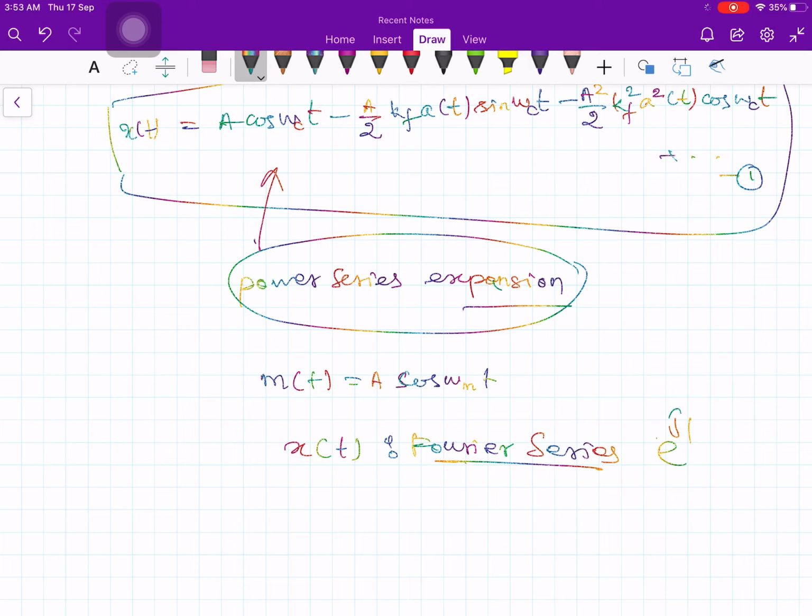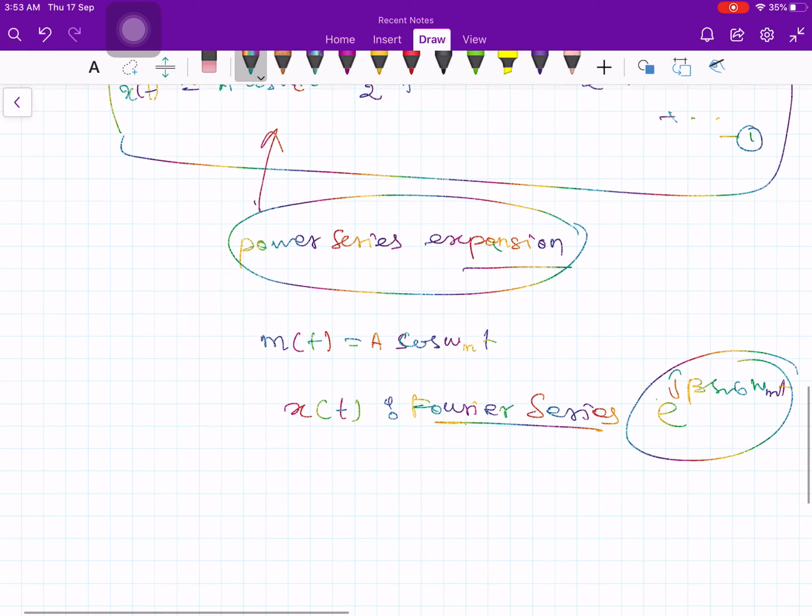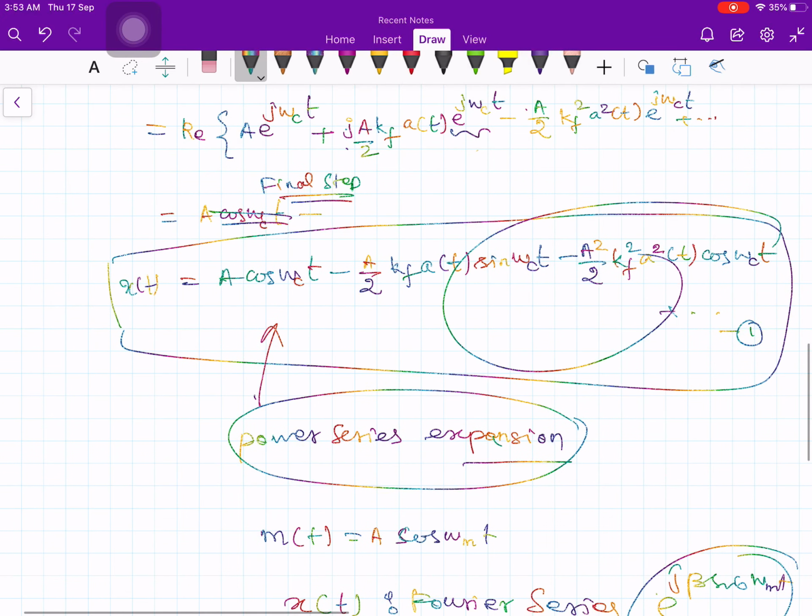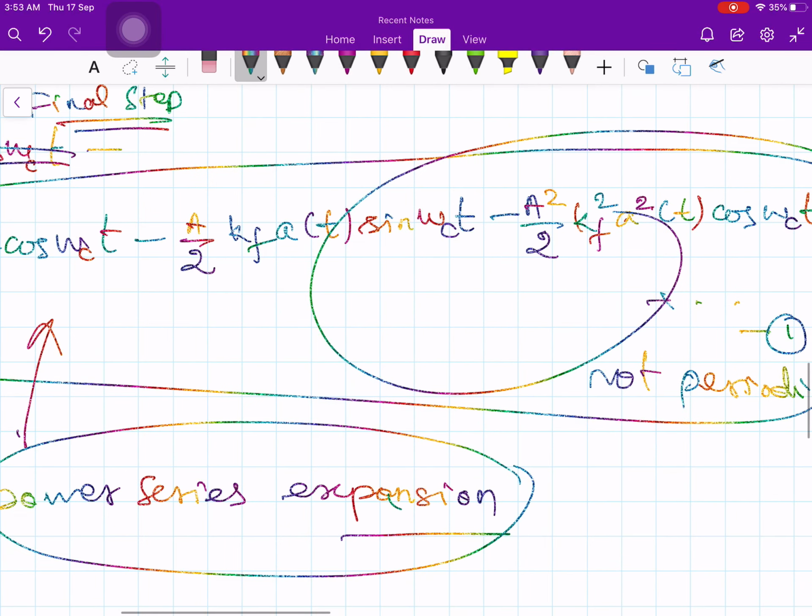Okay, so there we used Fourier series, and here we are using power series expansion, because in the previous case we had e to the j times beta sin omega mt, and this is the periodic signal, so we used Fourier series. But this one is not periodic signal, so you cannot use Fourier series, because in this one a of t is arbitrary signal. Okay, this a square of t, a of t, these are all arbitrary signals. That's why we have taken the power series expansion. And equation 1 also yields some very good insights.